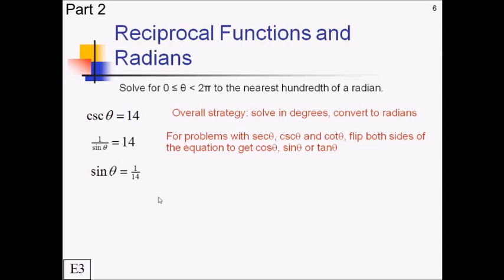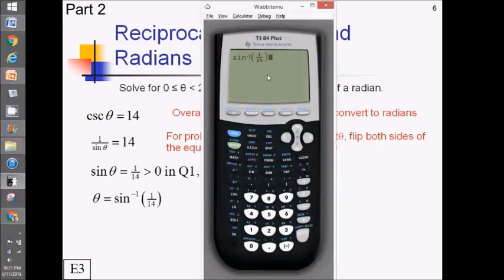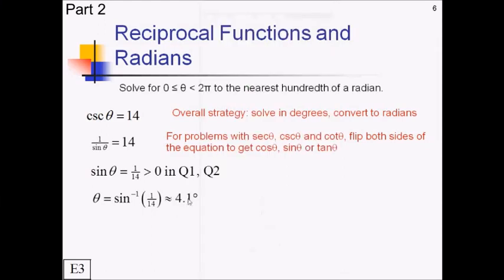All right, so hopefully you started by figuring out which quadrants you're supposed to get answers in. Since sine is positive here, that means we're going to be above the x-axis, so quadrants 1 and 2. Let's go ahead and take the inverse sine of 1 over 14 now. So here we go. And again, even though our answer has to be in radians eventually, I'm doing this in degrees. So my answer here is 4.1 degrees. All right. And that actually is a quadrant 1 angle, but we'll convert that later on.